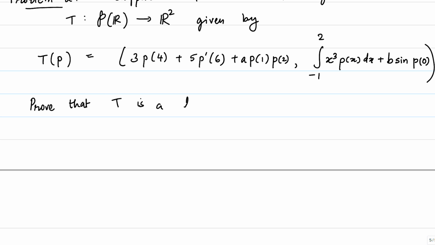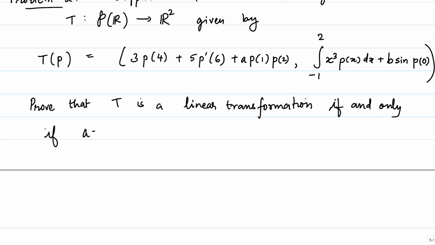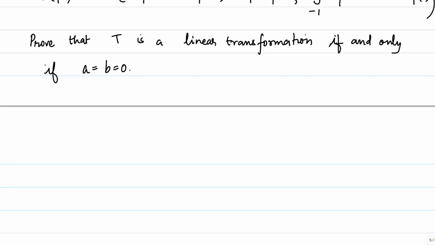T is a linear transformation if and only if a is equal to b is equal to 0. Okay, so let's give a proof of this.